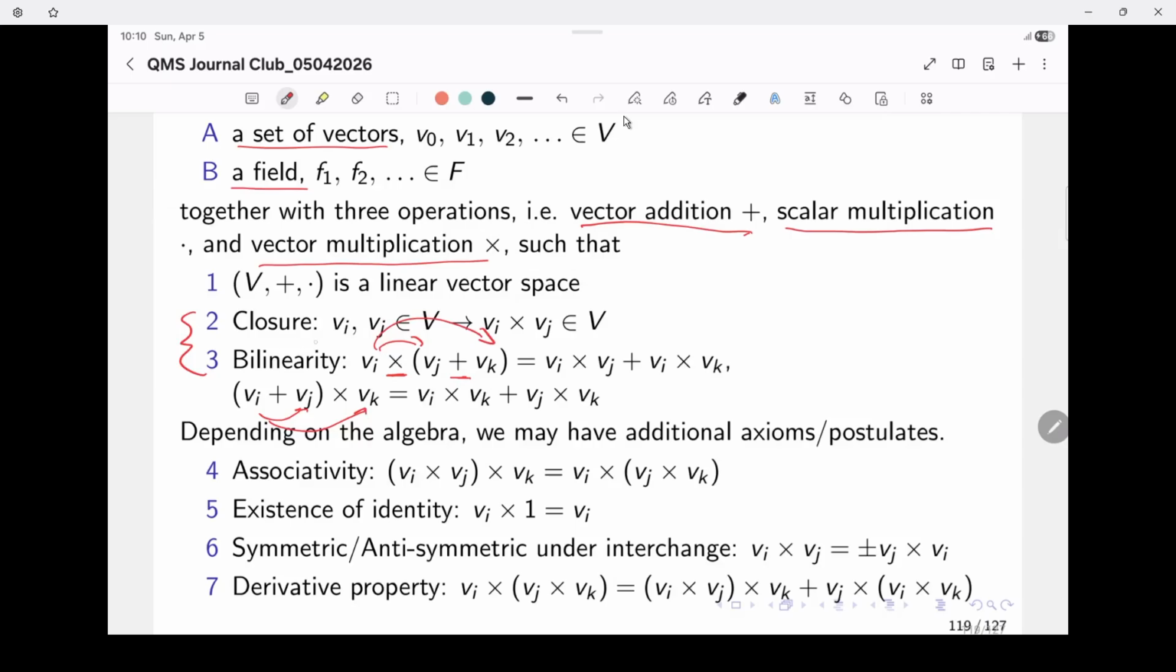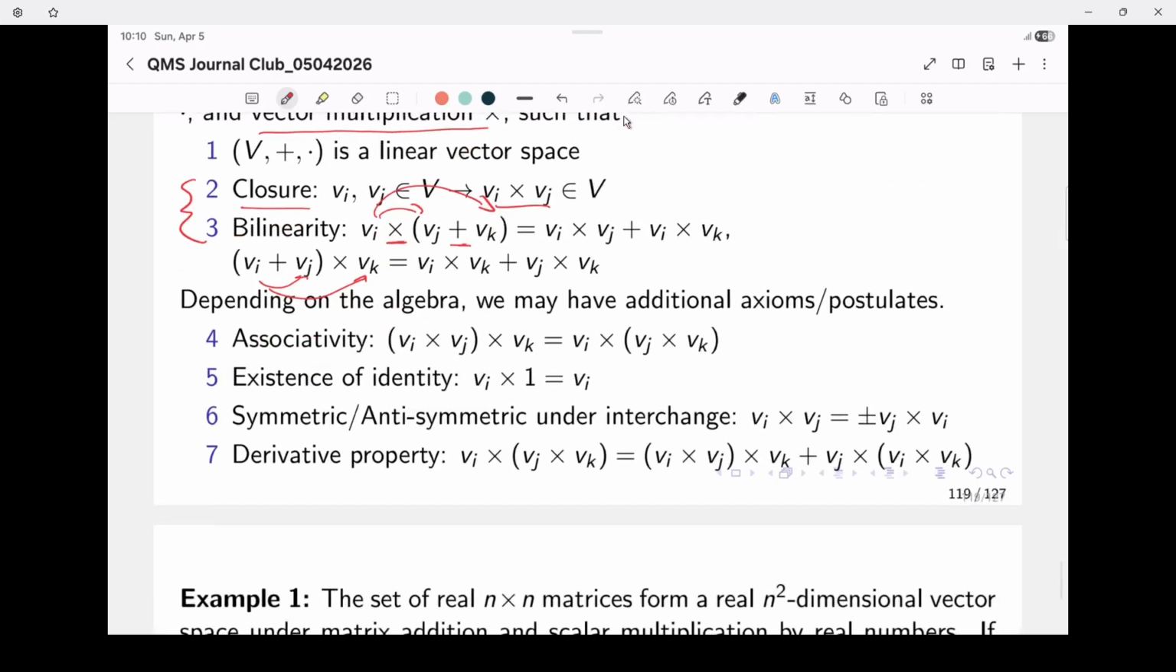The second one is again closure, meaning that when you do your vector multiplication, it has to go back into your vector space. So now for algebra, you have a little bit more complications because not all algebras satisfy 4 until 7. So number 4 is what we call associativity. The definition is the same. You have your vector multiplication inside, and doing the first part first is the same as doing the second part first. This is not always true for the algebra that we study.